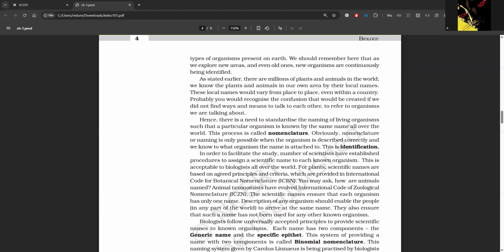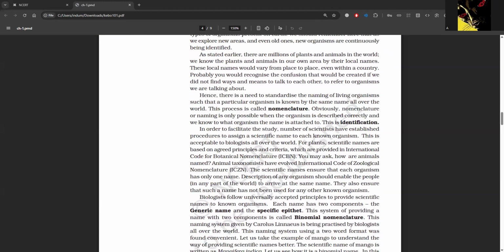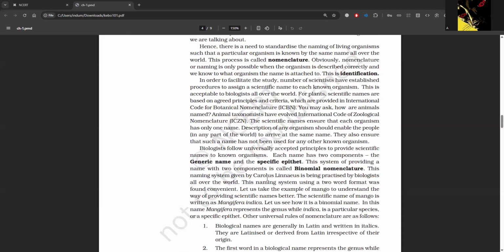As stated earlier, there are millions of plants and animals in the world. We know the plants and animals in our own area by their local names. These local names would vary from place to place, even within a country. Probably you would recognize the confusion that would be created if we did not find ways and means to talk to each other to refer to organisms we are talking about. Hence, there is a need to standardize the naming of living organisms such that a particular organism is known by the same name all over the world. This process is called nomenclature.